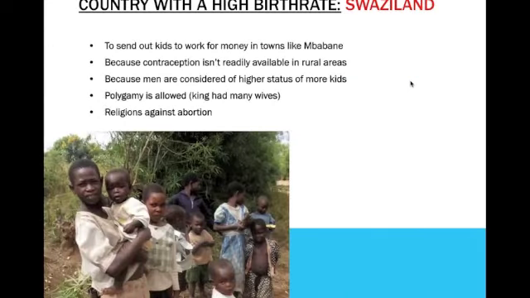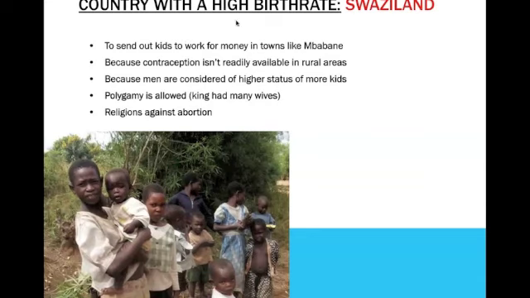Okay, now let's look at a country with a high birth rate, and why. Well, let's look at Swaziland, which is again in Africa. There are always very large families, as you can tell by this picture.